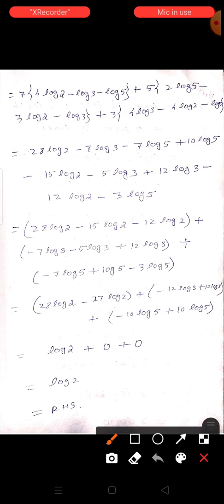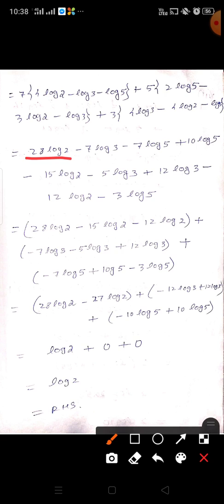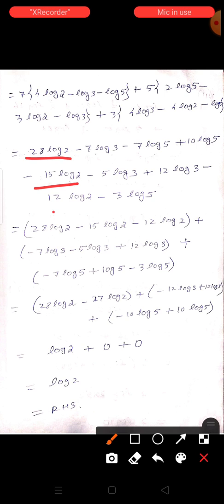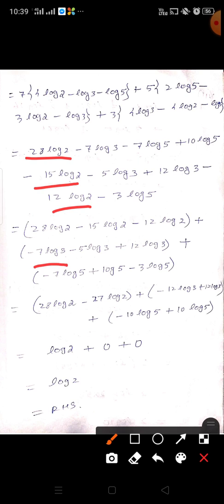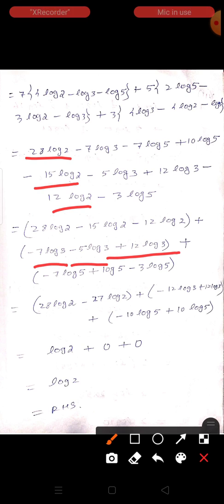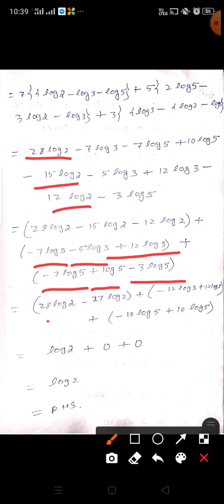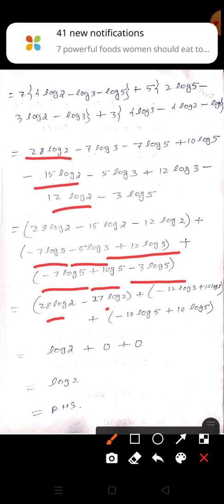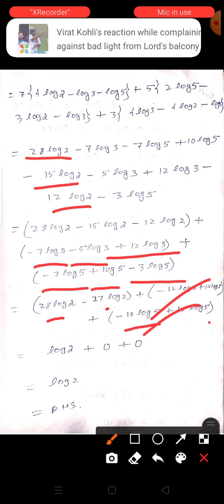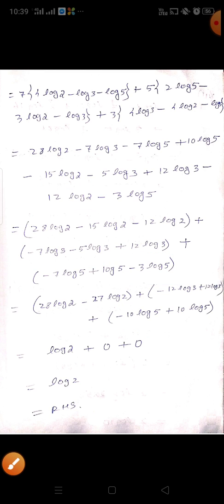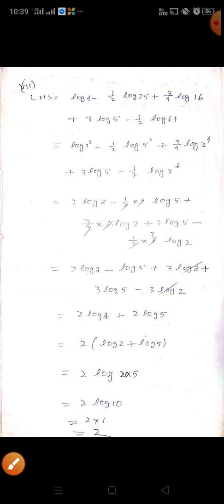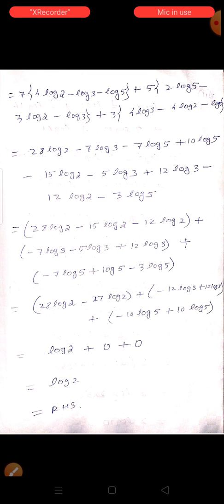Then arrange the log 2 terms first: 28 log 2 minus 15 log 2 minus 12 log 2. Then log 3 terms: minus 7 log 3 minus 5 log 3 plus 12 log 3. Then log 5 terms: minus 7 log 5 plus 10 log 5 minus 3 log 5. This is 28 minus 27 log 2, minus 12 log 3 plus 12 log 3, minus 10 log 5 plus 10 log 5. This becomes 0 plus log 2. So log 2 is the right hand side. Similarly, you see the others, you will understand. Thank you, children.